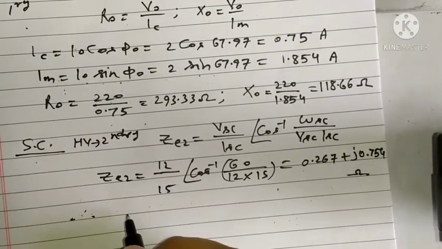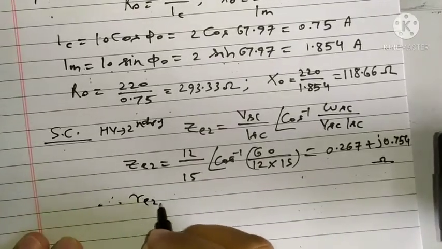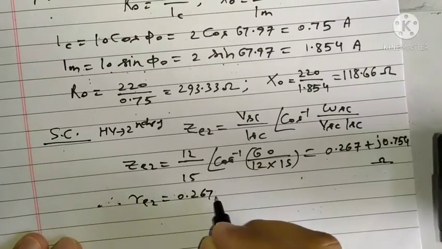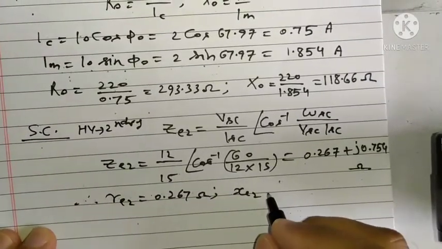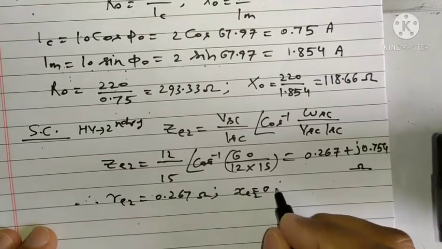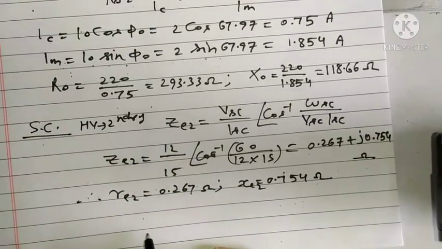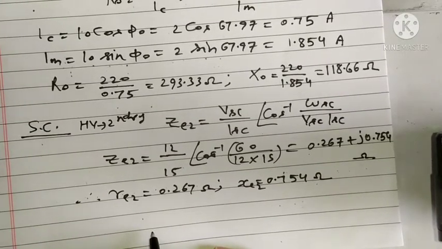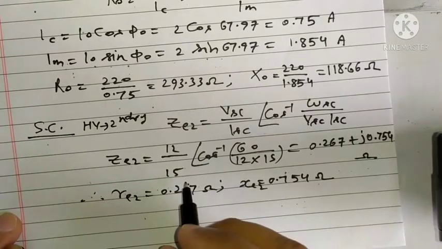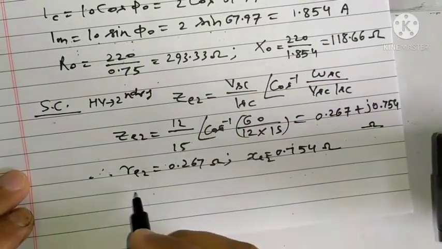So Re2 is 0.267 ohm and Xe2, the equivalent leakage reactance referred on the secondary side, is 0.754 ohm, right? If I have to draw an equivalent circuit referred on one side, primary or secondary, I have to transfer either the secondary side parameters on primary or the primary side parameters R0 X0 on secondary. So let me transfer them on the primary side.